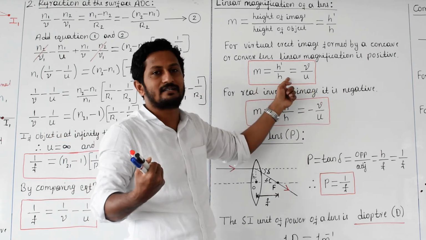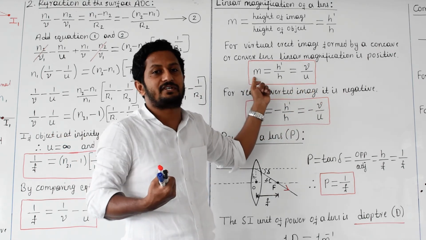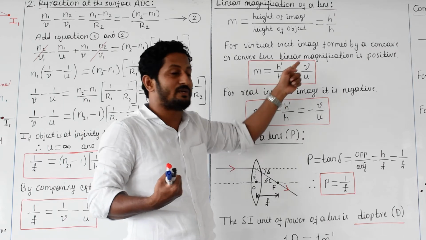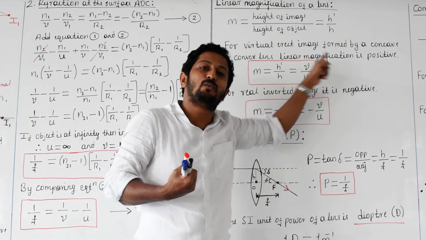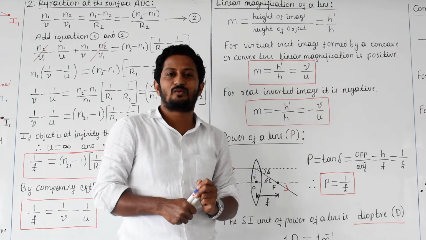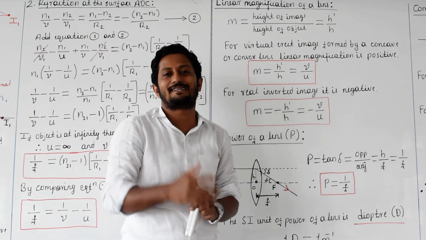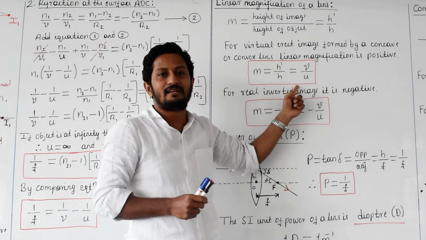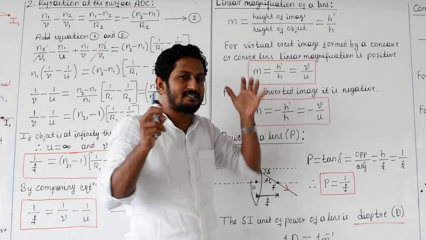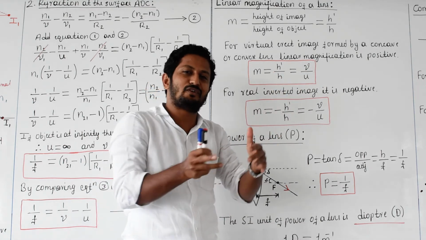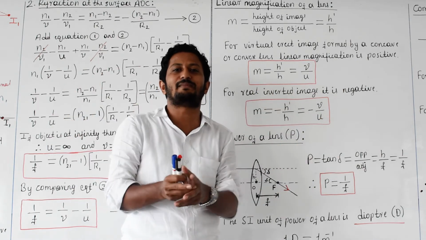Then the linear magnification M is equal to h dash by h, which is equal to v by u. For which image? For a virtual erect image. That is what I have written here. This formula is directly given, so just for your information, go with that imagination.